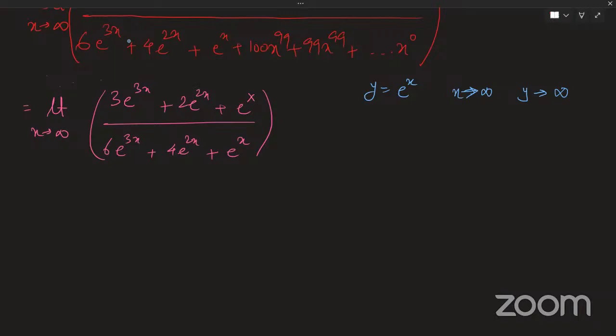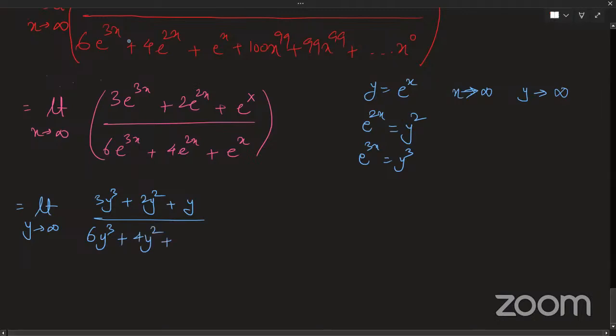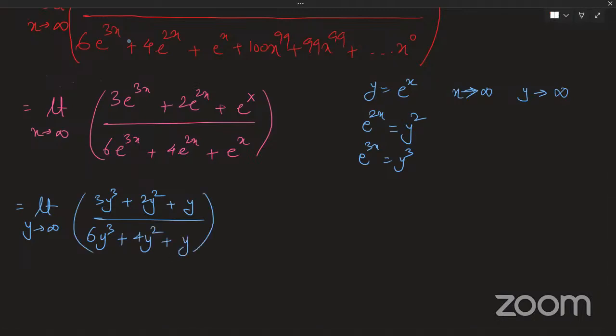Yes, sir. So see, if your y is e raised to x, you can write your e raised to 2x as y square, and you can write your e raised to 3x as y cube. So now you have got limit y tends to infinity, 3y cube plus 2y square plus y whole divided by 6y cube plus 4y square plus y, right? Yes, sir. So now you have got your infinity by infinity form. So just take the highest coefficients. So 3y cube by 6y cube. Your final answer is half.